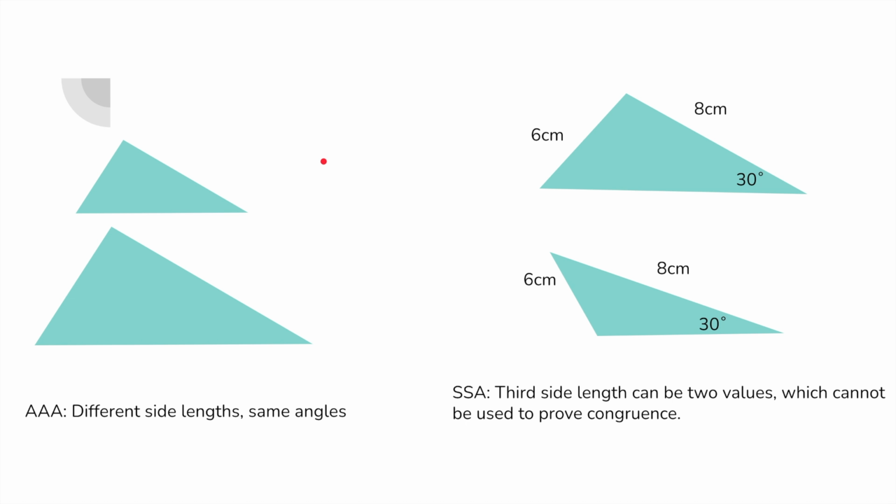Now, some of you might be wondering, why can't I use angle angle angle or side side angle? For angle angle angle, the triangles will be similar, yes, but the actual sides won't be congruent. For side side angle, you'll have two sides congruent, and you'll have the angles congruent, but the last side can be placed in two different locations, meaning that it cannot be used for proving triangles congruent.